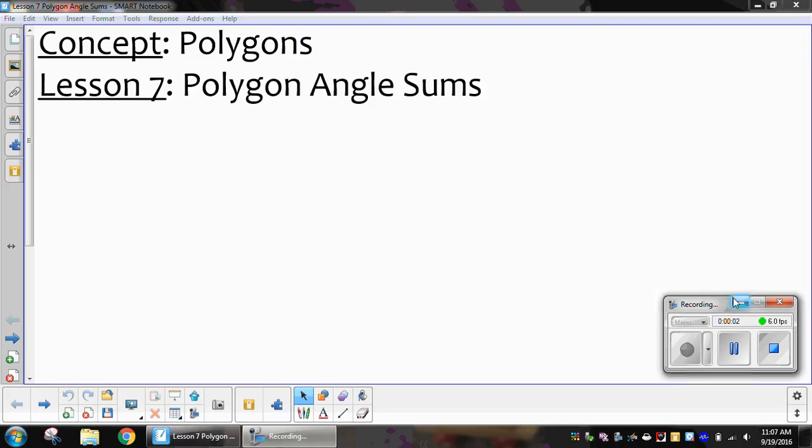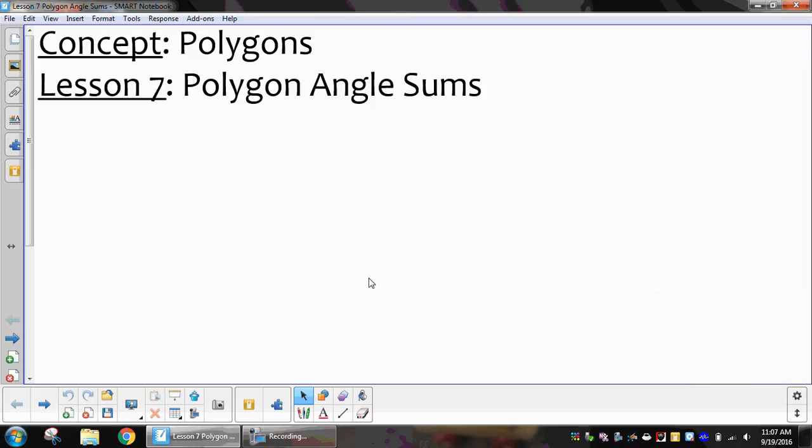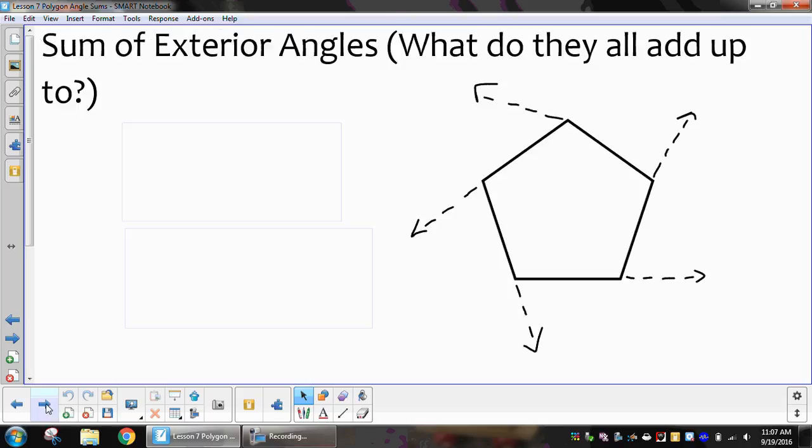Okay, well, today we're going to start talking about polygons and specifically the angles in polygons. So we have a rule for the sum of the exterior angles of any polygon. So really what we're trying to figure out is what they all add up to, the exterior angles. And you can see I have a 5-sided polygon here. We call it a pentagon. And I've sort of extended each of the 5 sides it has.